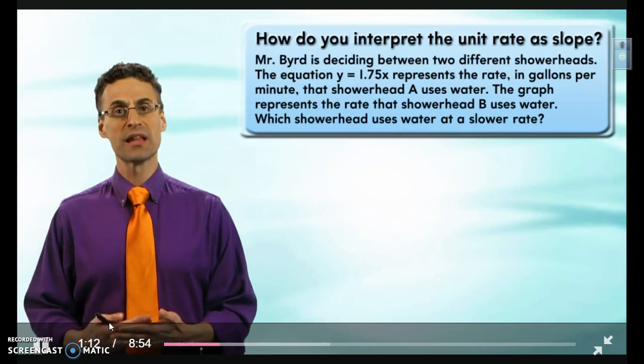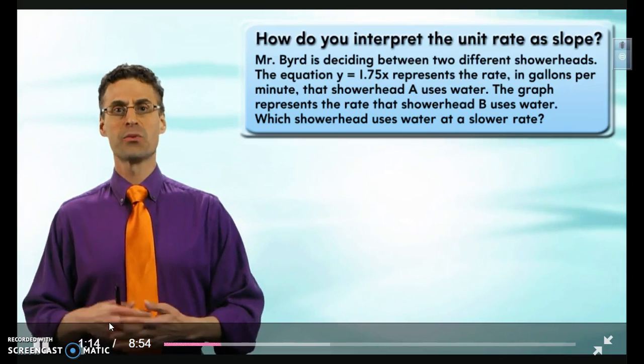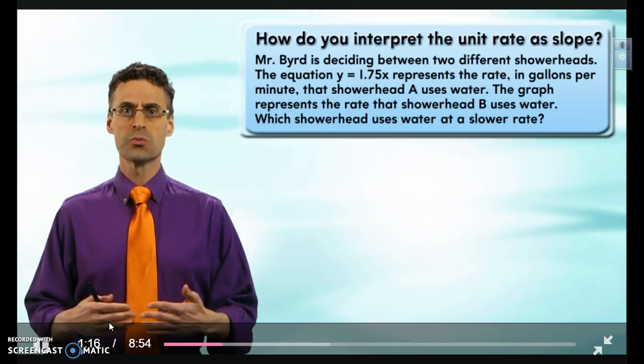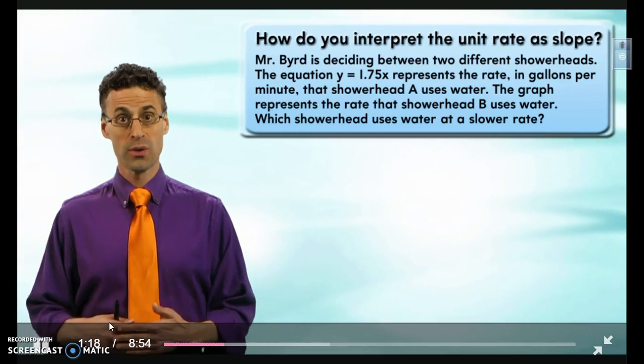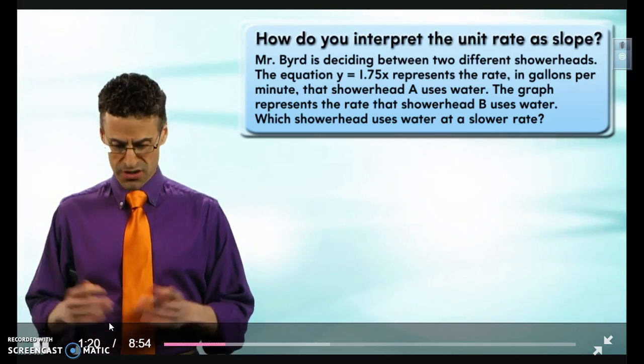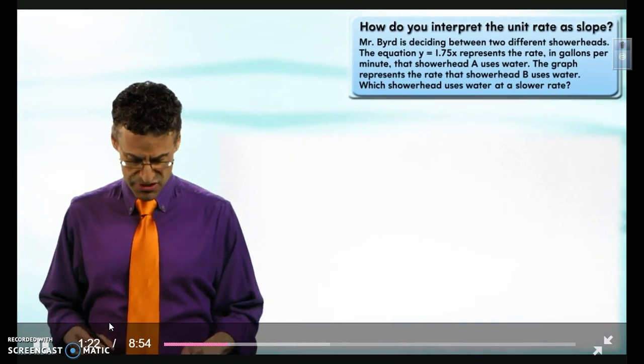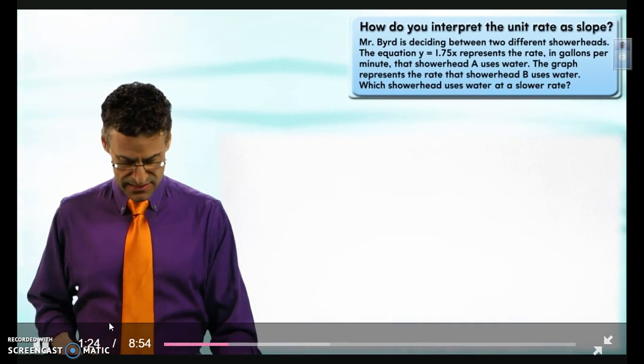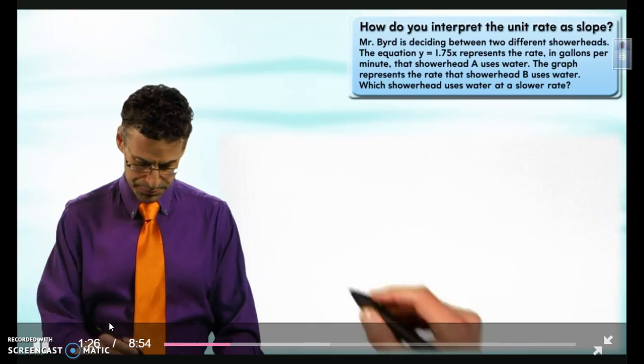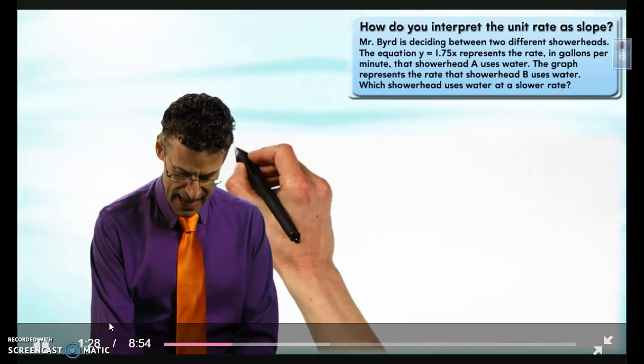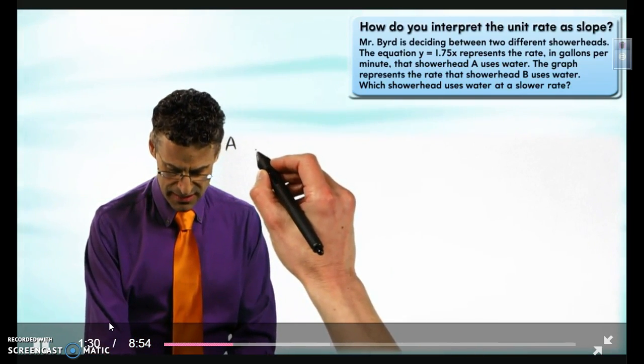See, today a lot of people want to conserve water, and so they want to buy shower heads that use water at a slower rate. So this is kind of interesting. We've got two shower heads that Mr. Bird is considering, and let's take a look at them. So we have shower head A. Maybe that looks like this.